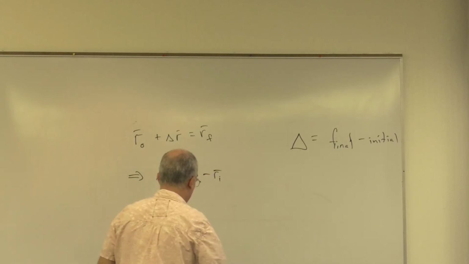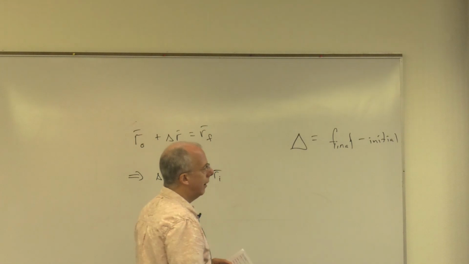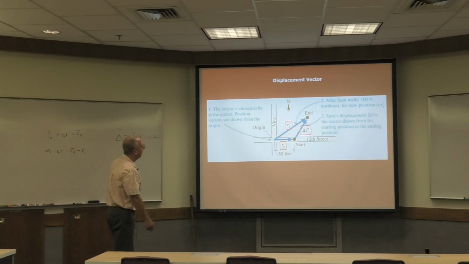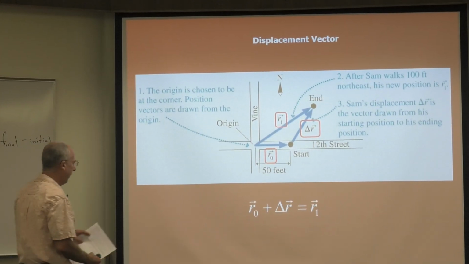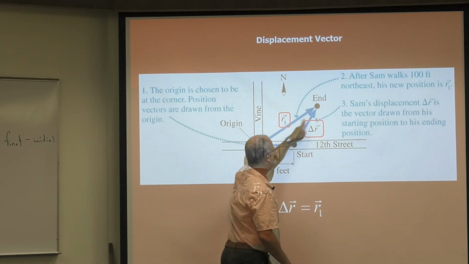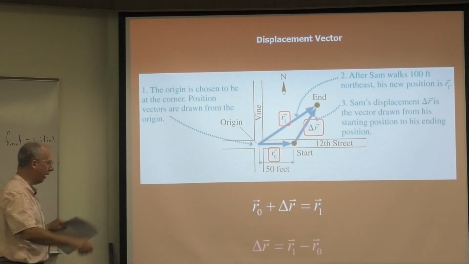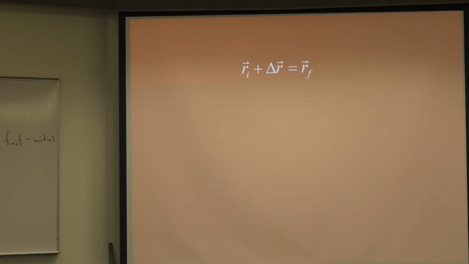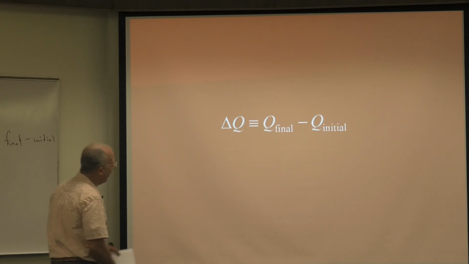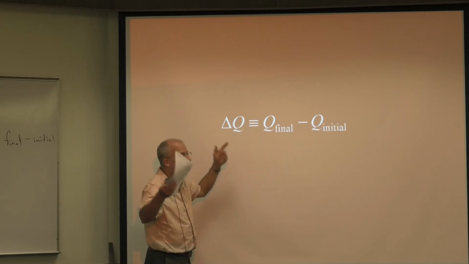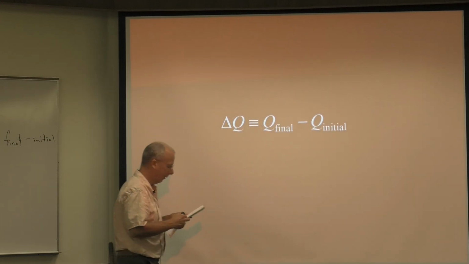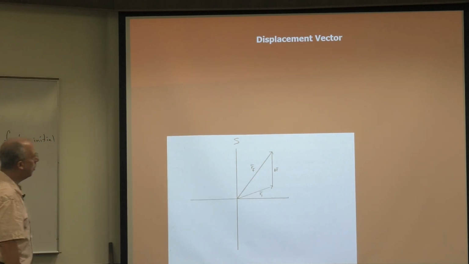All right. Now, I already said that. That plus that equals that. But what we really care about is the displacement. So delta r is r1 minus r0. I keep saying the same thing. So delta q, when q is whatever you want, delta q is defined to be q final minus q initial. Okay, great. Now, here's the question.